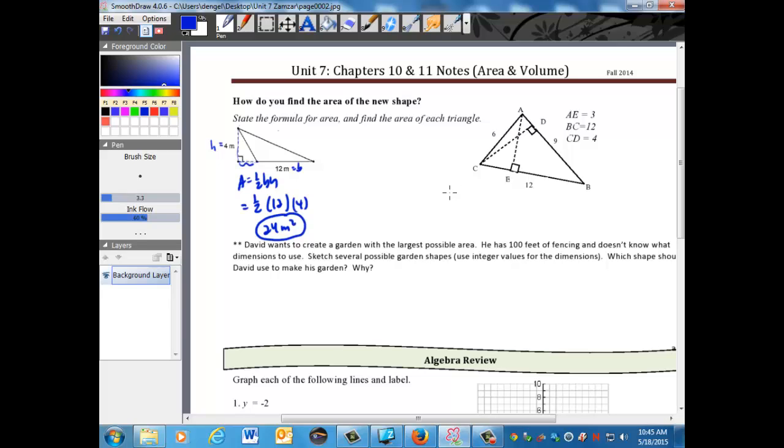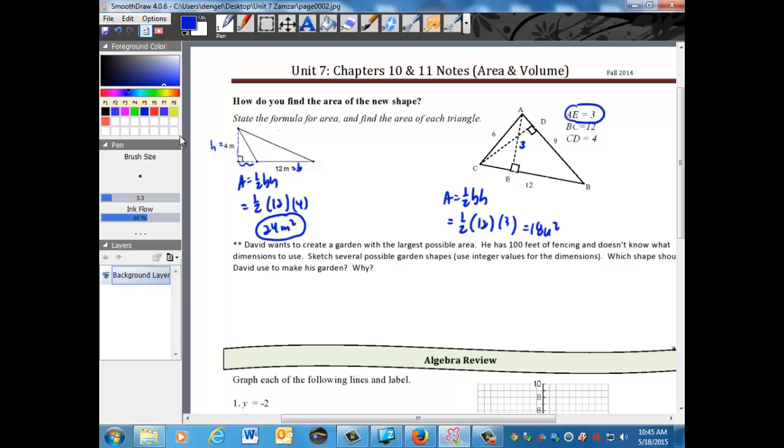All right, moving over to the problem on the right. Again, we have area is equal to 1/2 base times height. There are a few different ways that we can solve this. If I choose 12 as my base, I look at AE, and I'm told that AE is 3. Since AE is 3, I can choose 3, and that would give me 18 units squared.